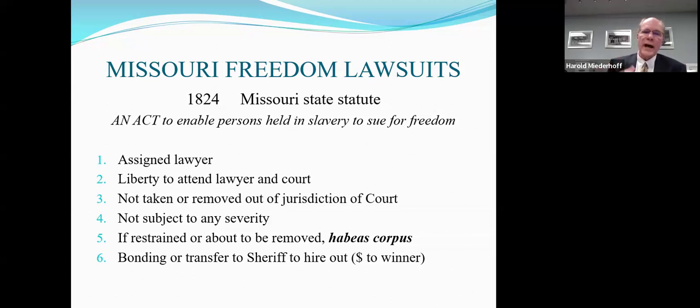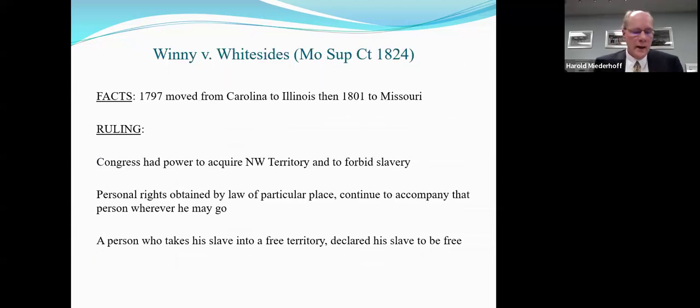So that was kind of the statutory framework for these freedom lawsuits, that a slave could freely file a petition and have a chance to prove their case. So let's look at some of the cases along the way. In 1824, one of the first cases was this Winnie versus Whitesides. And Winnie, in 1797, had been living in Carolina. The case wasn't clear whether it was North or South Carolina, but nevertheless, in a slave state.